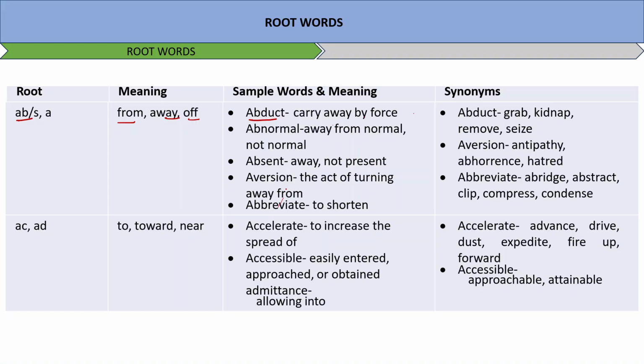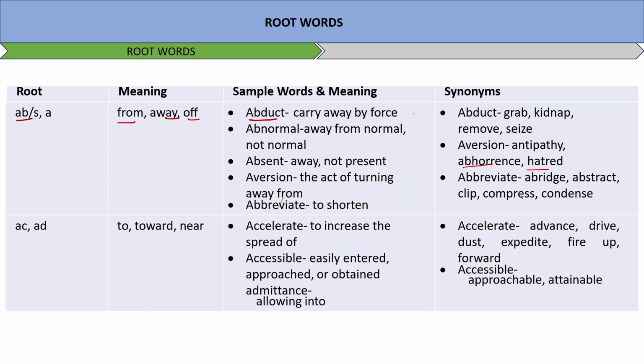Abbreviate means to shorten. If I talk about synonyms, abduct also means to grab, to kidnap, to remove, to seize. Aversion also means antipathy, abhorrence, hatred, right? Hating something, averting someone. Abbreviate: abridge, abstract, clip, compress, condense. These are words for shortening something.